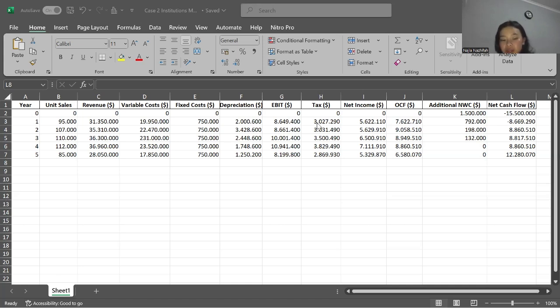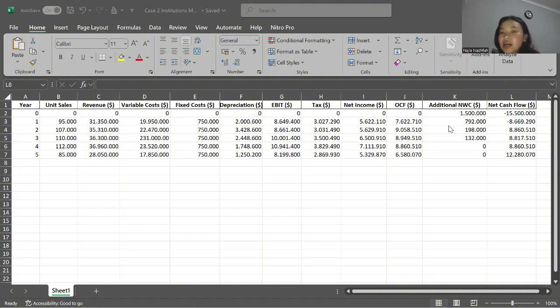8,649,400 times 35%. We got $3,027,290. Next is net income. Net income is EBIT minus tax. We got $5,622,110. Next is operating cash flow. Operating cash flow is net income plus depreciation. We got $7,622,710.